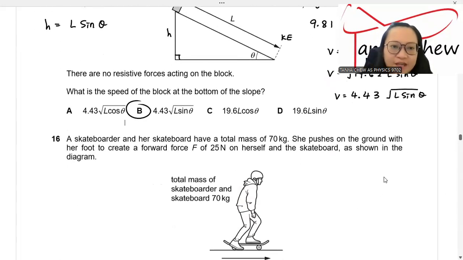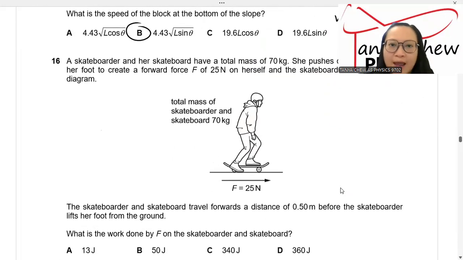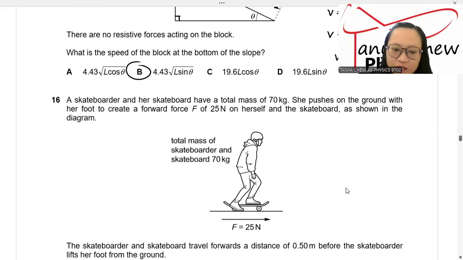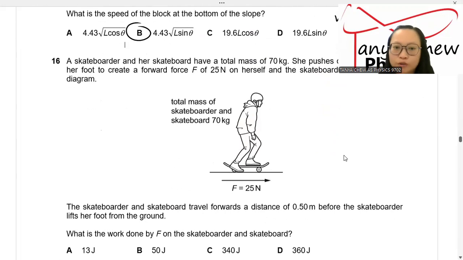Number 16, a skateboarder and her skateboard have a total mass of 70 kilograms. She pushes on the ground with her foot to create a forward force F of 25 newtons on herself and the skateboard as shown in the diagram. The skateboarder and the skateboard travel forwards a distance of 0.5 meter before the skateboarder leaves her foot from the ground. What is the work done by F on the skateboarder and the skateboard?